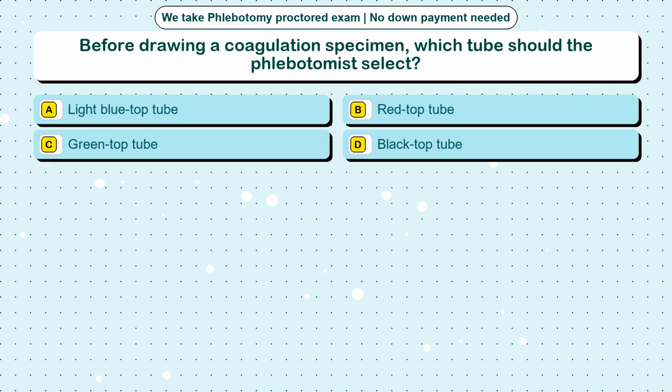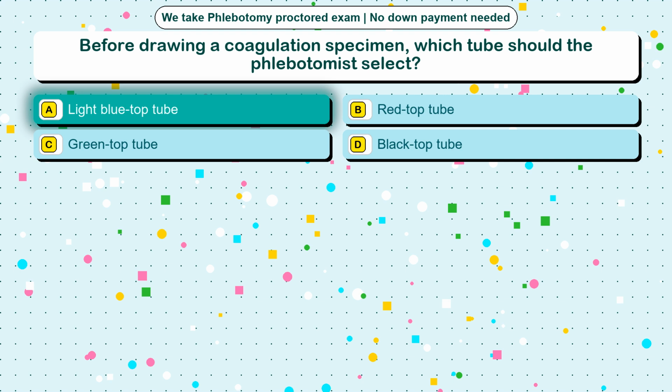Question 53. Before drawing a coagulation specimen, which tube should the phlebotomist select? Option A. Light blue top tube. Option B. Red top tube. Option C. Green top tube. Option D. Black top tube. The correct answer is option A.